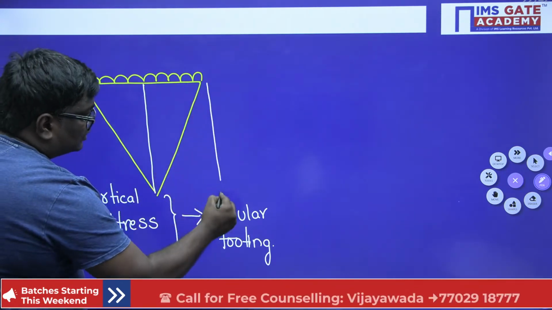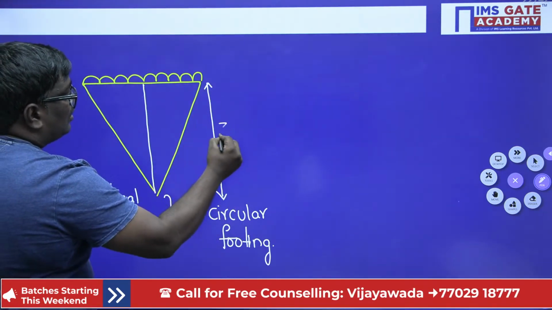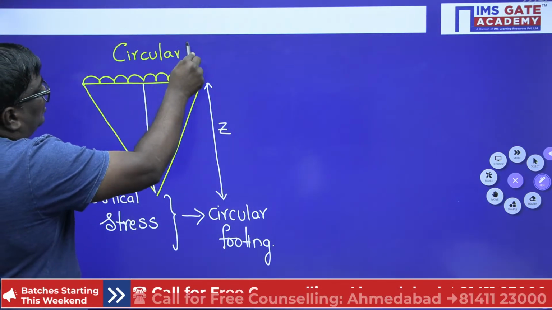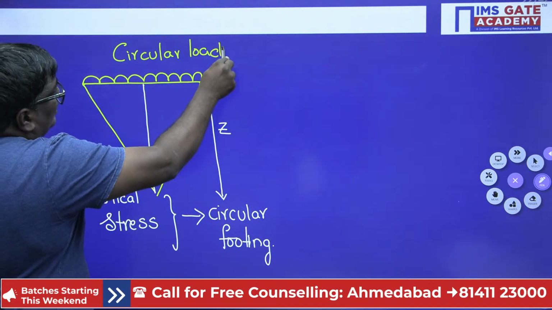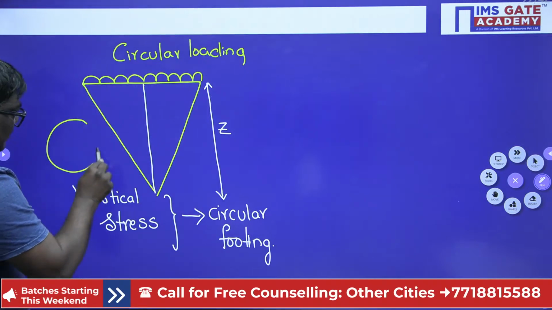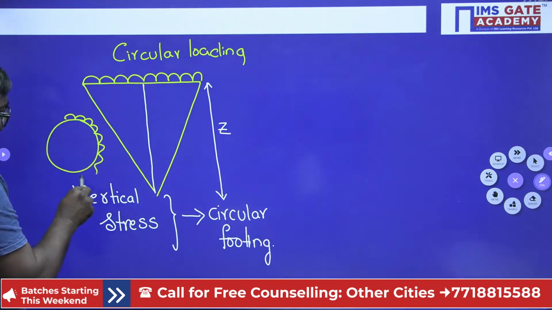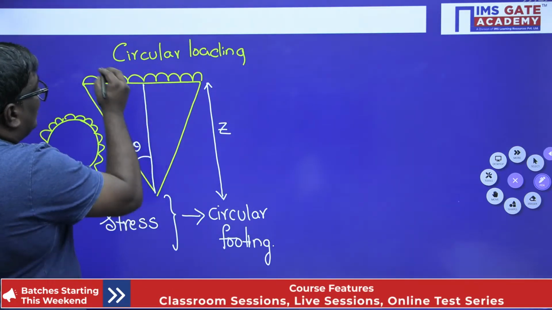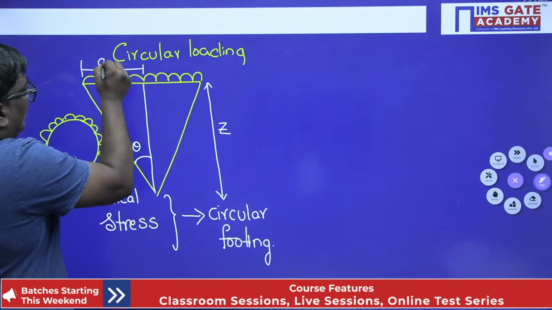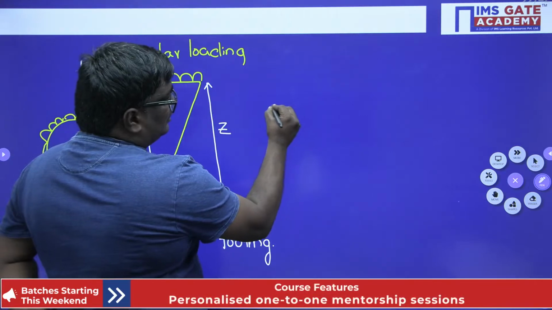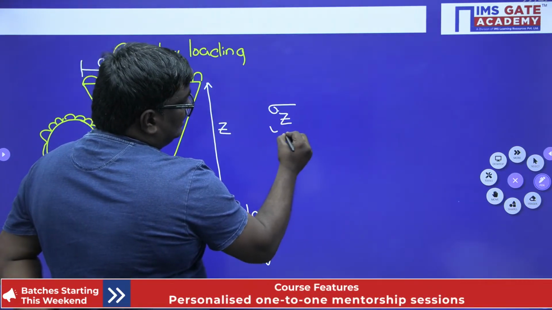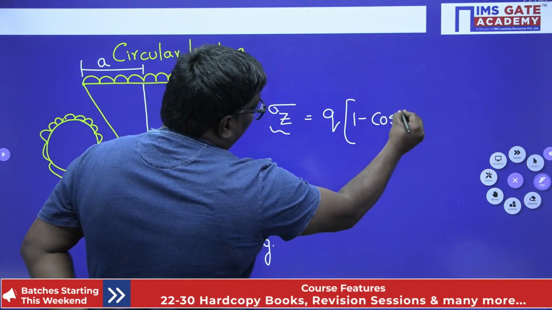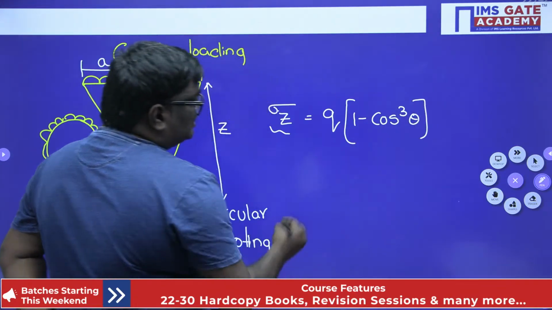If I consider this as the soil depth Z, this is due to circular loading. If you see the top view, how will the loading be there? It will be acting on the entire circumference. So if you consider this as theta, and I assume the radius as A, the vertical stress due to circular loading at a depth Z is given by the formula Q into 1 minus cos cube theta.